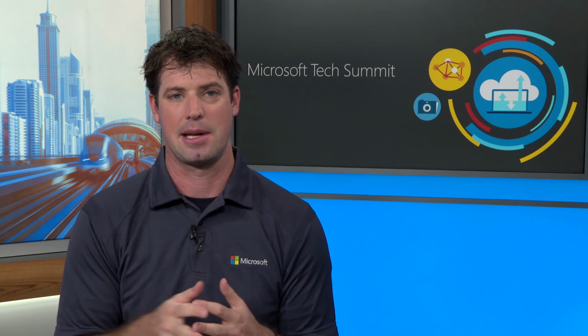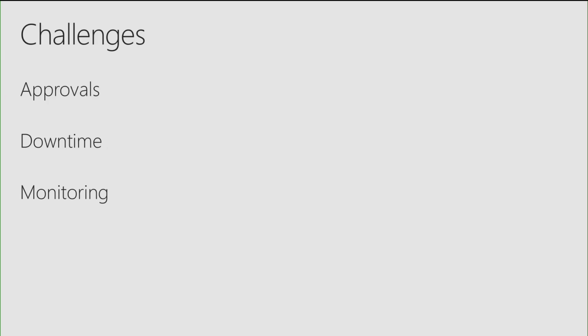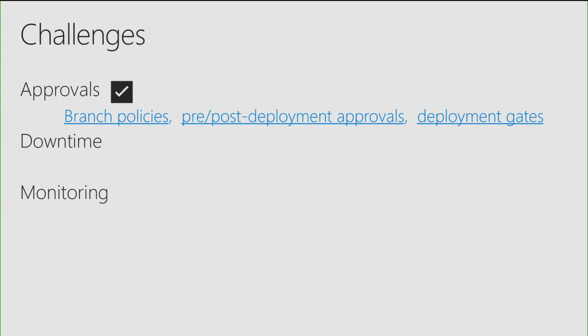We've closed that loop between what's happening in production and gone all the way back to planning and to fixing bugs, which is really, really powerful. So we've looked at these 3 challenges that we have: approvals, downtime, and monitoring. And you can solve these in a number of ways. Approvals you can solve with branch policies to make sure that pull requests get submitted and things don't go straight to production.